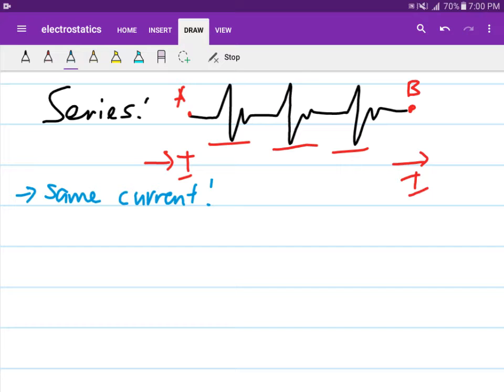But in these series connected resistors, these individual resistors will experience different voltages or voltage drops. So for example, this first resistor here will experience this amount of voltage drop, and the next resistor will have a different amount of voltage drop, and so on. So series connected resistors must have different voltages.